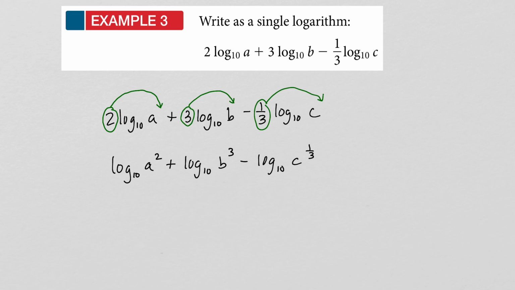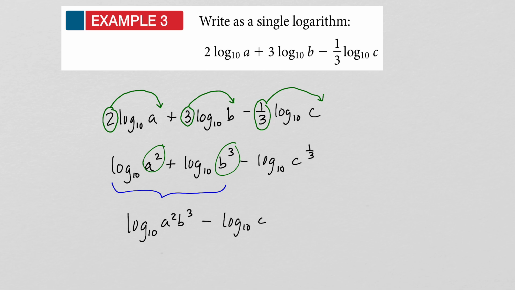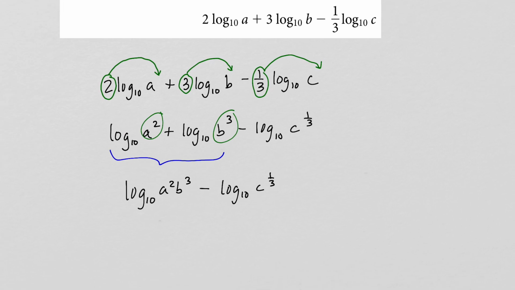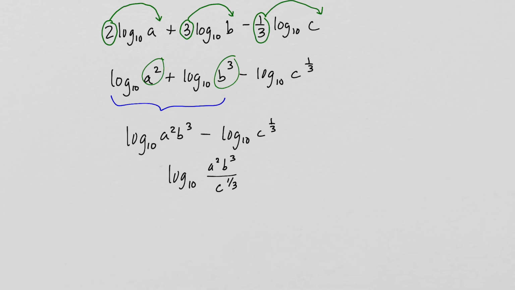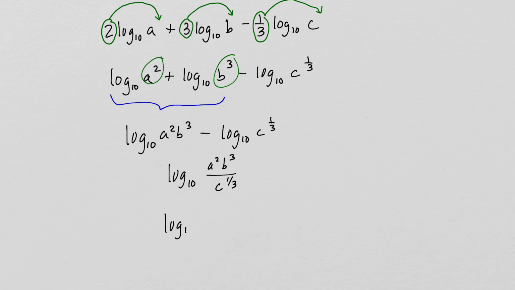Now to do the rest of this, I can take this one step at a time. These two logarithms, if I add them together, we get a single logarithm, base 10, and we are simply going to multiply these together. So we get a squared b cubed, and then minus log base 10 of c to the 1/3. And now we can combine these into a single logarithm. And when you're subtracting, it turns into division. So a squared b cubed goes on top, c to the 1/3 in the bottom. And you could leave this as your answer, or you could change c to the 1/3 to be the cube root of c.